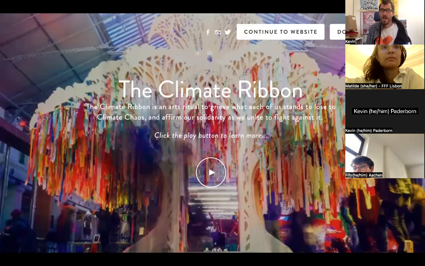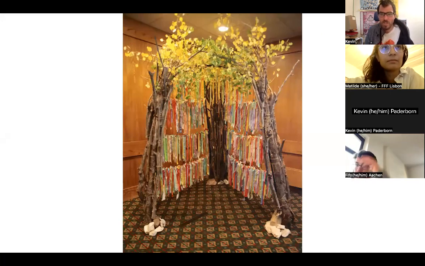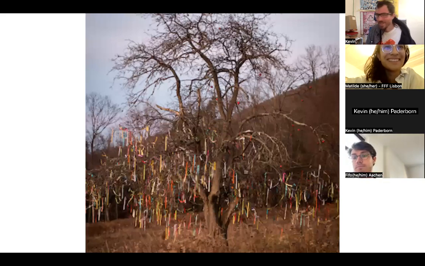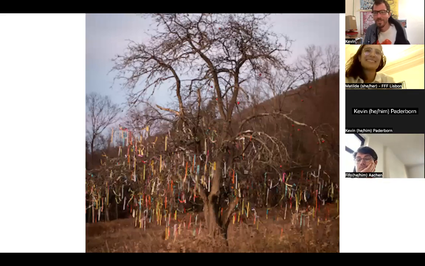But here's another kind of ceremony, a project that's maybe interesting also for decorating the campus, called the Climate Ribbon. It's an arts ritual to grieve what each of us stands to lose to climate chaos and affirm our solidarity as we unite to fight against it. So basically they create these tree structures and have ribbons. Everyone can write on a ribbon something they hope not to lose to climate change, and they hang it on the tree. You can have homemade trees, or a real tree. If there's a tree on your campus, you're all ready to go. You can just pass out these ribbons.